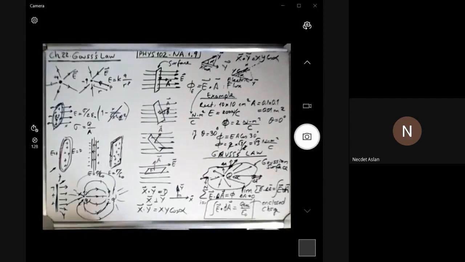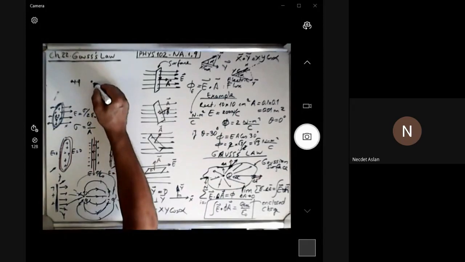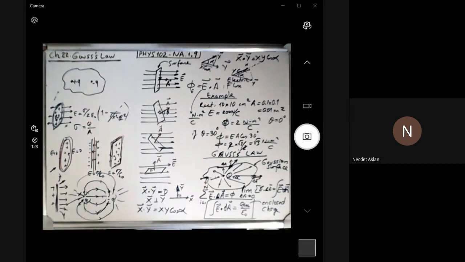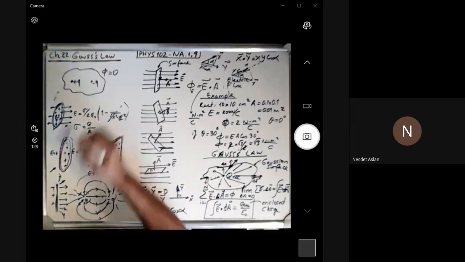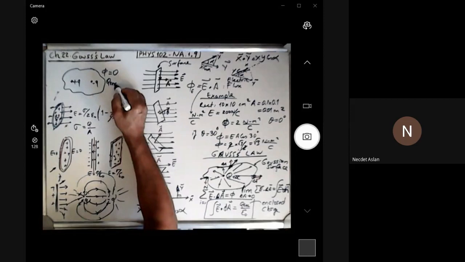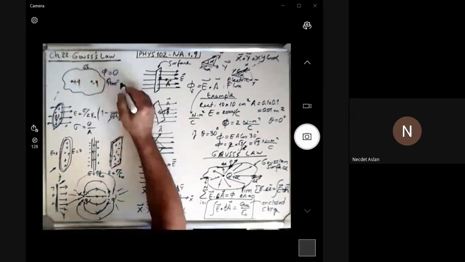But now what happens if you put two charges together? Suppose that we now have a plus and a minus charge of the same amount. One of them is here, the other is here, minus Q. Now we cover the two charges everywhere in three-dimensional space, and guess what? The total flux will be equal to 0, because the charge enclosed within this Gaussian surface is plus Q minus Q, which is 0.